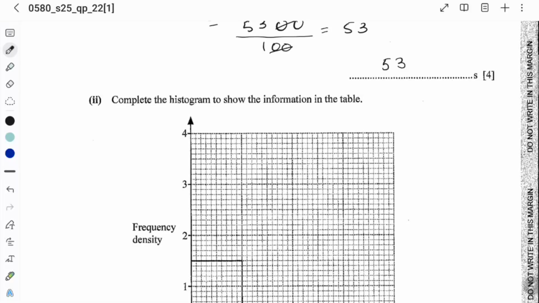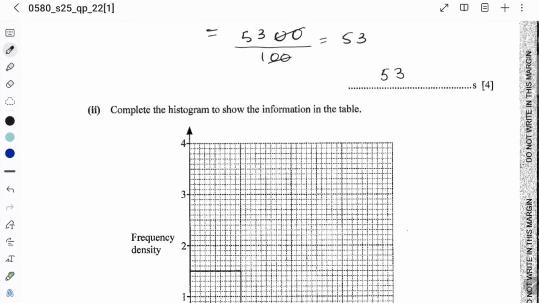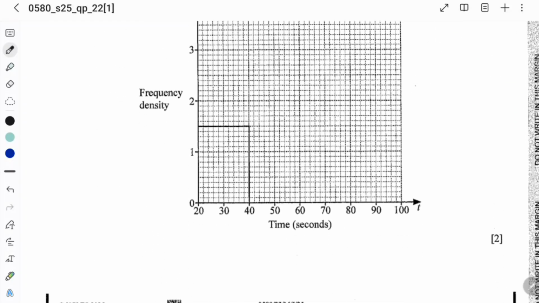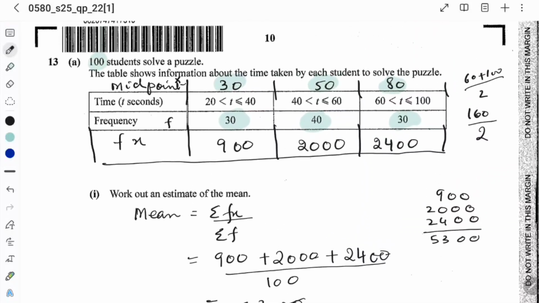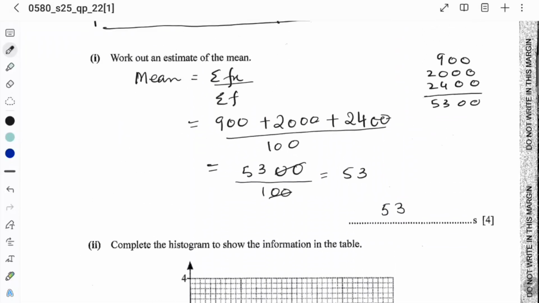The next question: complete the histogram that shows the information in the table. For this, we need to find the frequency density for this part. Frequency density is equal to frequency over class width. So the class widths, I can make a separate table. How many marks is this question? It's just a 2 marks question.